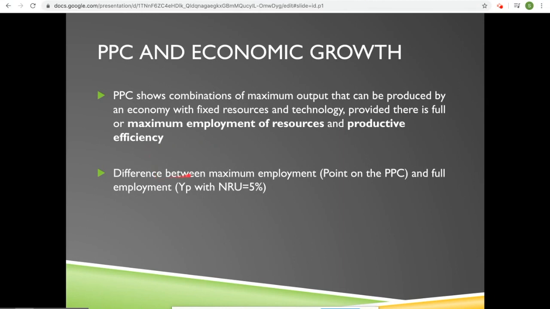Now, there is a difference between maximum employment and full employment. And the difference is just this much. When you're showing maximum employment, any point on the PPC gives us maximum employment. And full employment is shown through the potential output, where you have a natural rate of unemployment of 5%. So that's your full employment of resources. This full employment is shown by an AD-AS model, whereas maximum employment can be shown by the PPC.